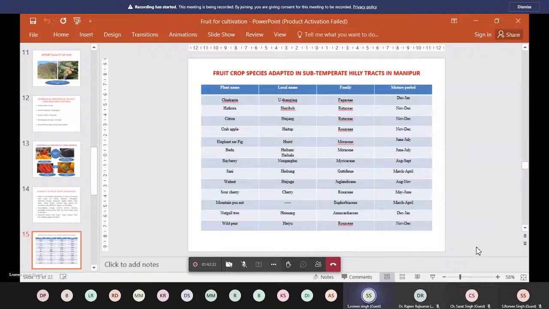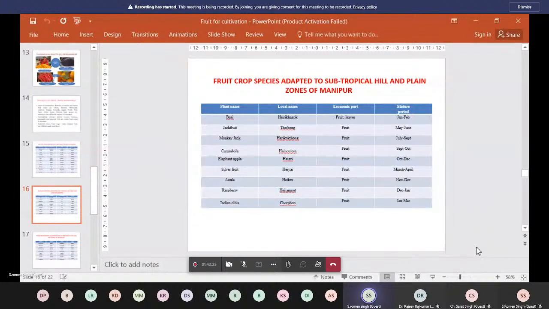Some other species are subtropical to plain region, growing from 400 to 700 meters above mean sea level. These fruit crops are found in the hilly region of Manipur, like bell, Haricago, jackfruit, monkey tree, like Haricotong. Haricotong was earlier found plentifully in the plain region also, but now it is nearly extinct. It is now mainly found in the hilly districts of Manipur, like Churachandpur. It is also becoming rare in the state. Carambola, Hainazom, Haigri, Haiyai, Haikru, Haijampet and Sorpon are the local names, and it is found in the subtropical hill and plain zone of Manipur.